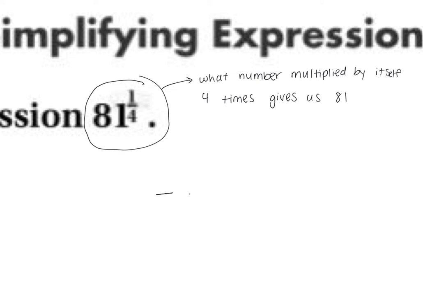Draw 4 blanks, and we're gonna put multiplication signs between each of them. We're gonna fill in each of those blanks with the same number, and whatever we multiply together by itself 4 times should equal 81. Do I have any guesses as to what number belongs in those blanks? Nicole? 3. Let's try it out. 3, 3, 3, and 3.